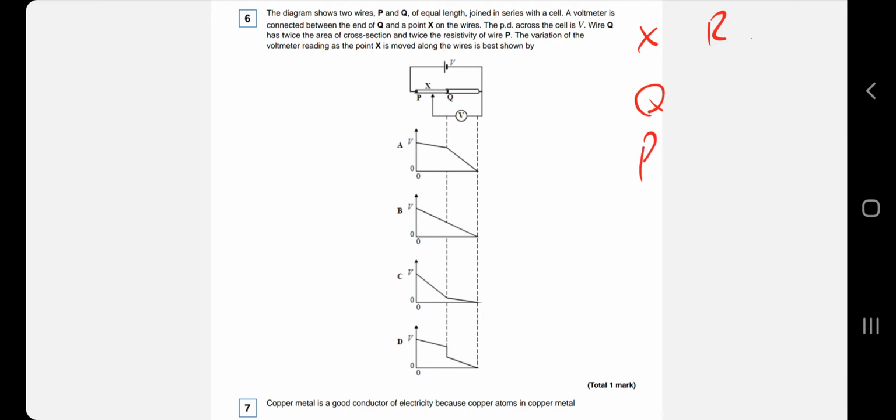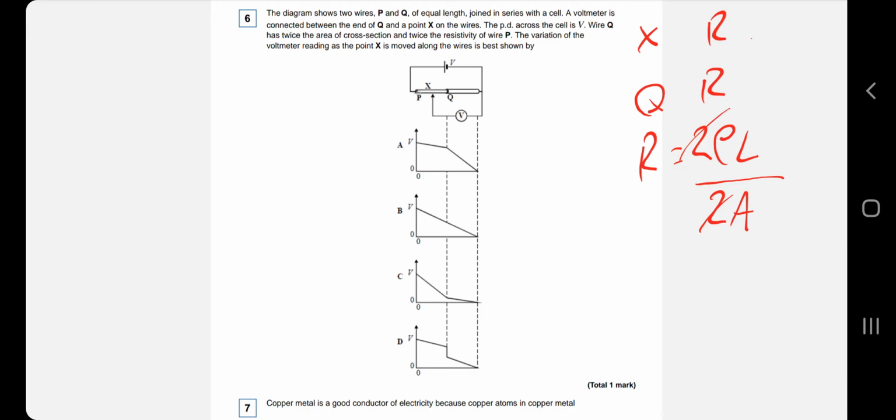So resistance is equal to resistivity times length divided by cross-sectional area. And the difference between the wires is it has double the resistivity, yet it has double the cross-sectional area. So the twos will obviously cancel. So the resistance of X and Q is actually equivalent, it's the same. So that's the first thing.